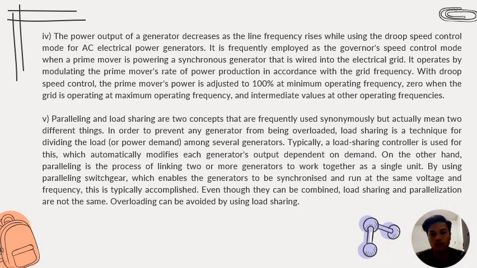With droop speed control, the prime mover power is adjusted to 100% at minimum operating frequency, 0 when the grid is operating at maximum operating frequency, and an intermediate value at other operating frequencies.